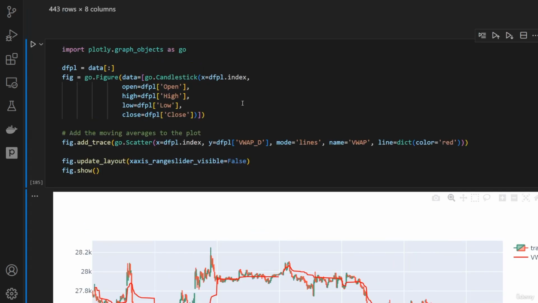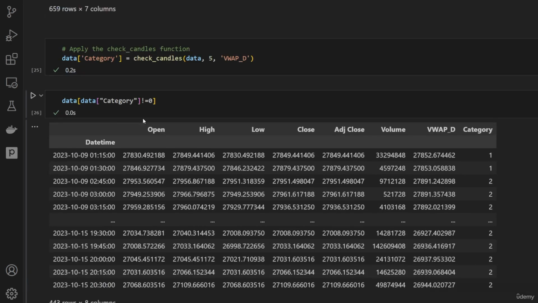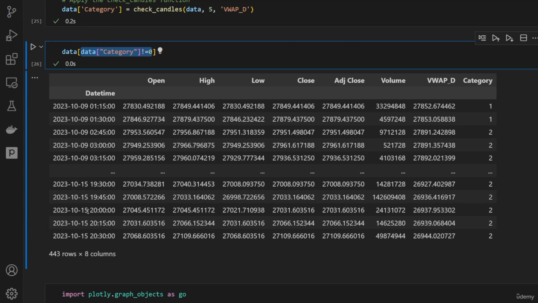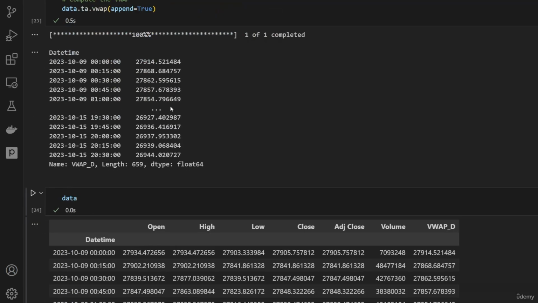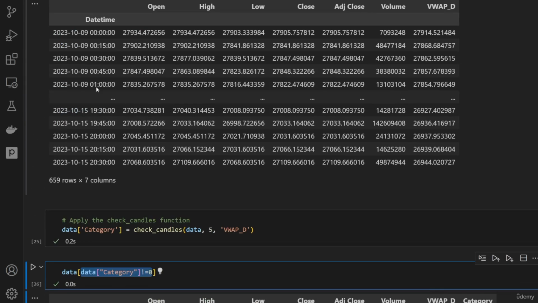And I'm printing the rows where we have a data category different than 0. So we have a signal. We have this one here, for example, and this one, and so on. In this case, we can't reset the index to an integer because the VWAP needs it. It needs a date-time format, so this is why we kept it as a date-time format. Otherwise, the VWAP function wouldn't work.